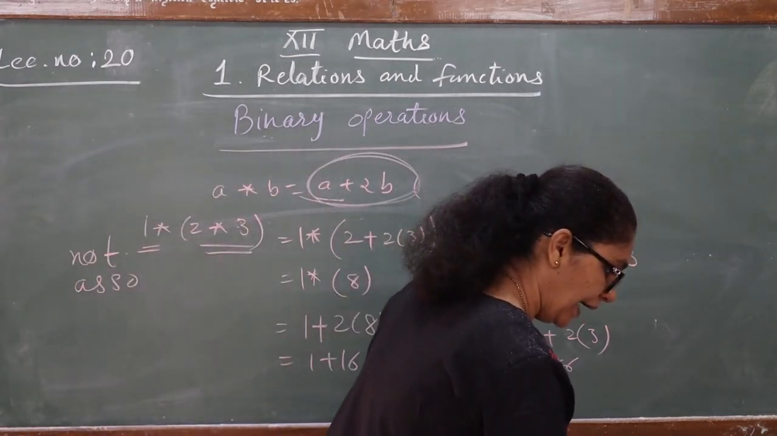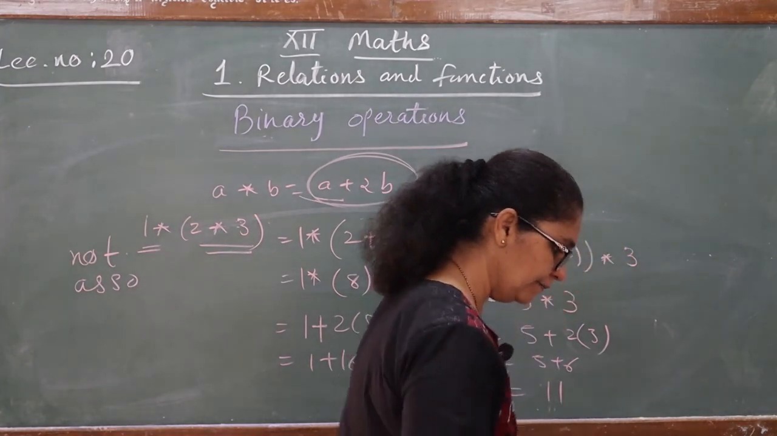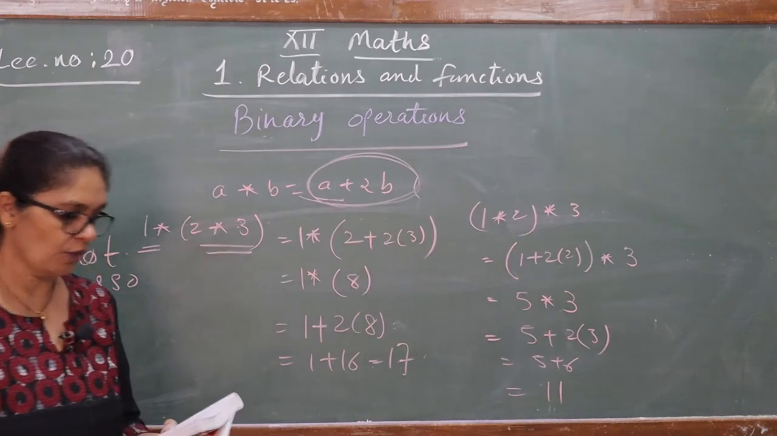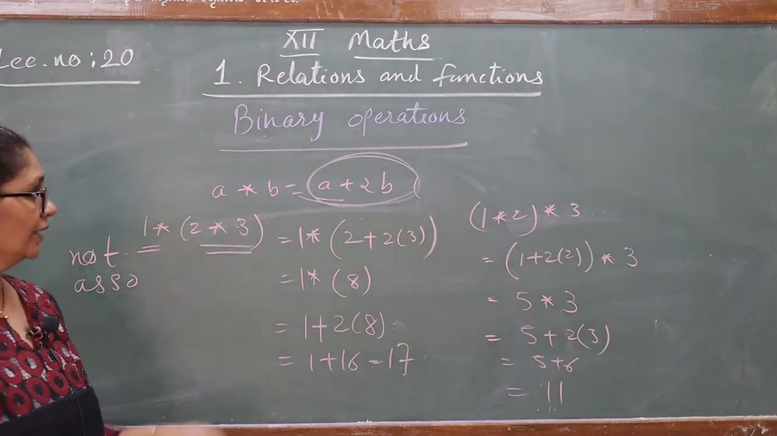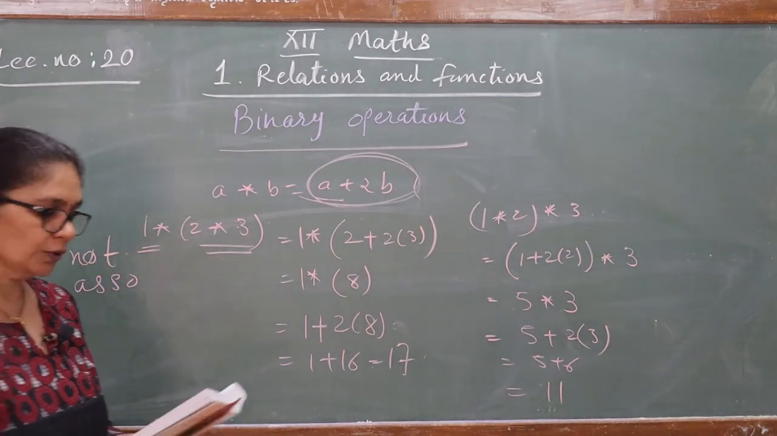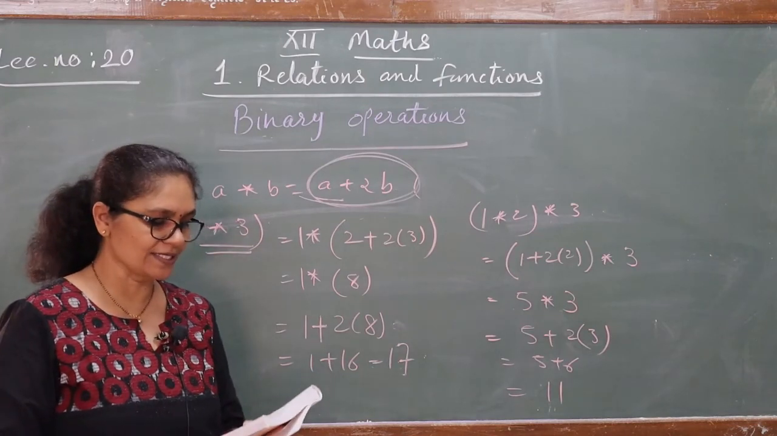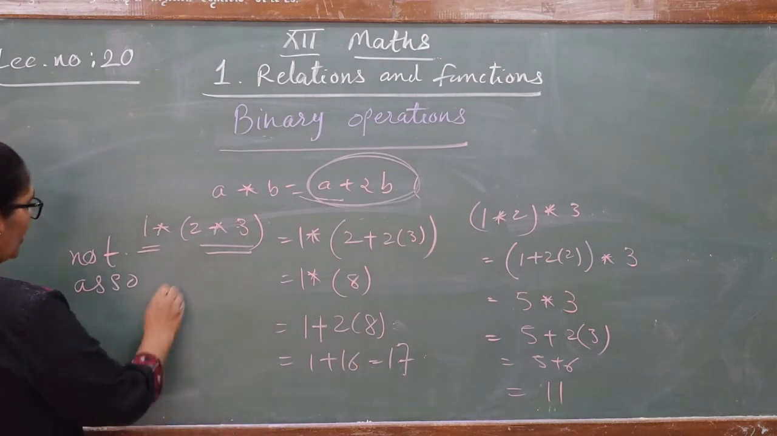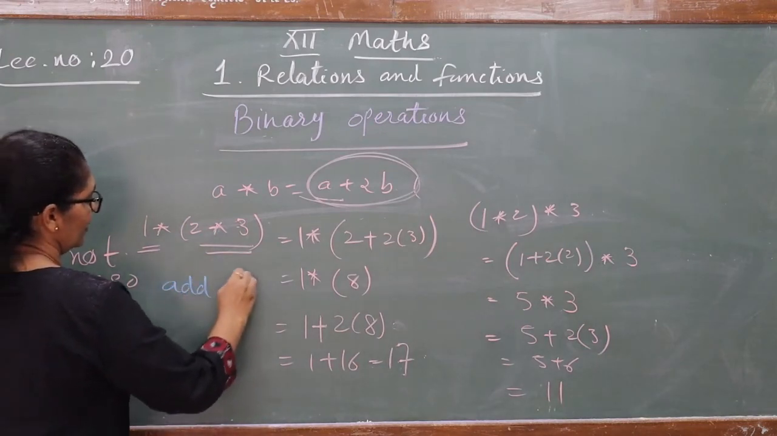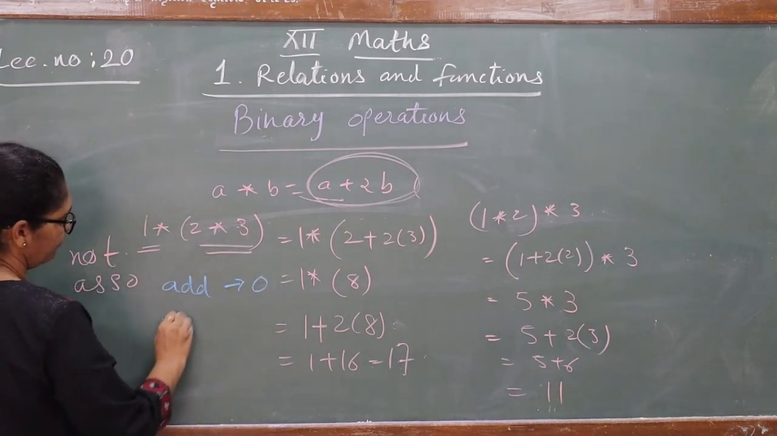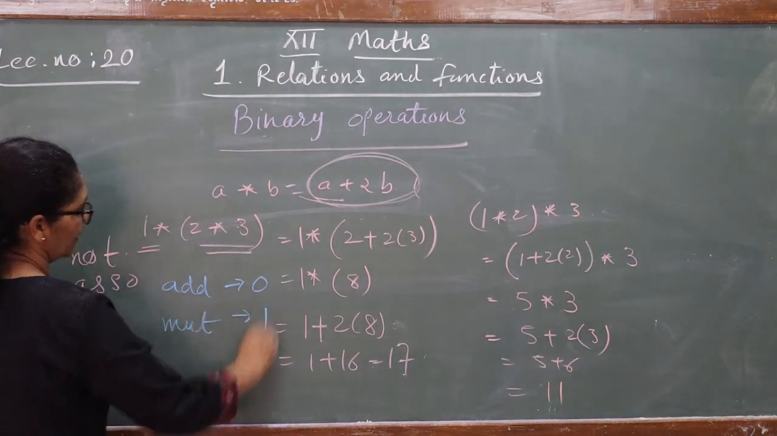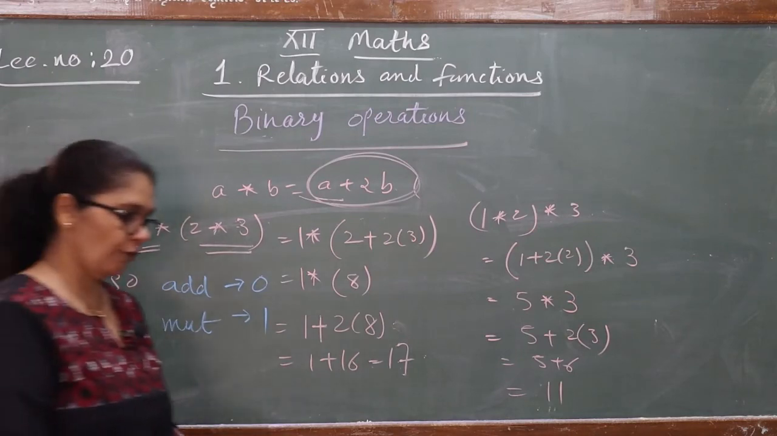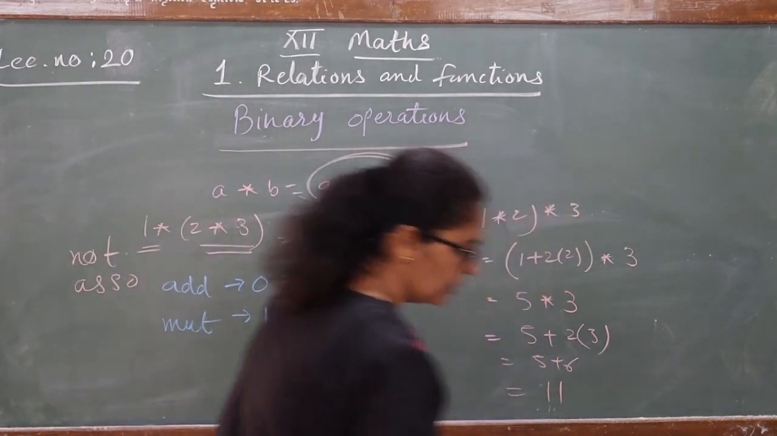Now, identity. For identity, come to definition number 13. What is the definition? That A asterisk E equals A, you get. Then you can say it is identity. Now, we have already discussed this thing: for addition, the identity element or neutral number is 0, and for multiplication, the neutral number is 1. So the same thing we have to follow in binary operations also.